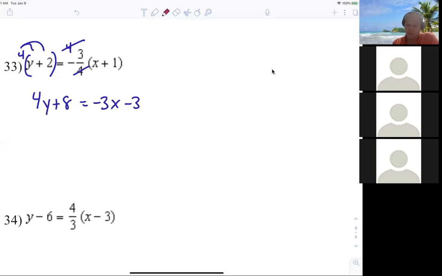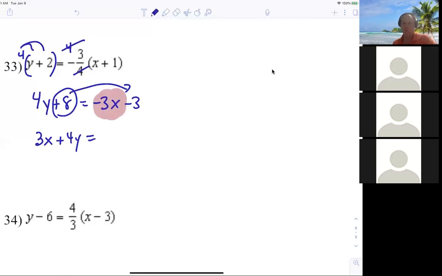Okay, now what happens is the -3x has to move to the right side. So I have 3x plus 4y, and then the positive 8 moves over. So -3 minus 8 is -11. Okay, so that's how you handle the fraction. All right, anybody have any questions with the fraction?